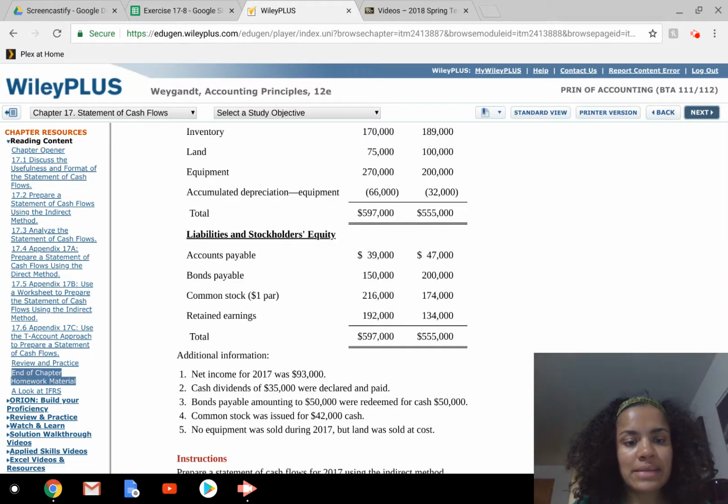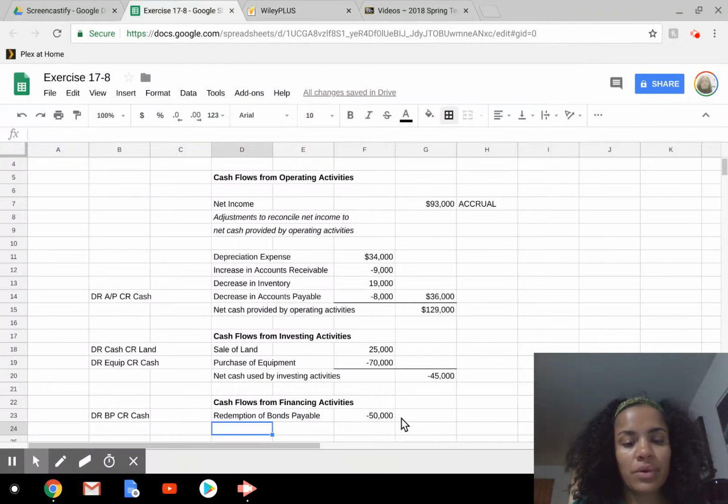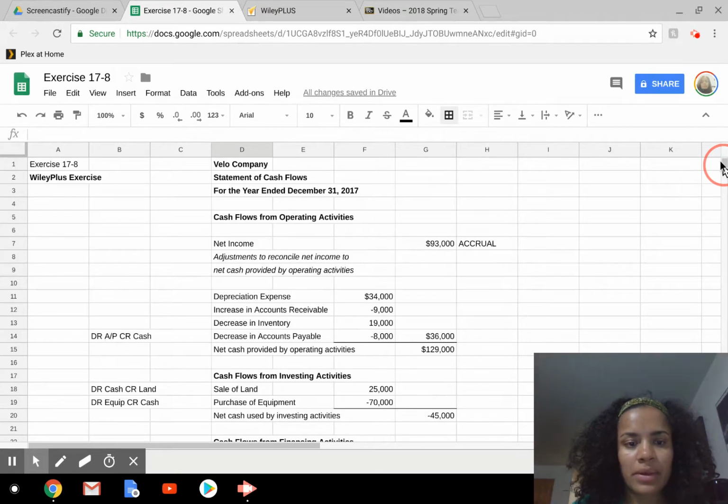Okay, so the next item is going to be common stock. You can see that there was a change in common stock. They tell you over here that it was 42,000, issued for cash. There seems to be no paid in capital or any other numbers, so it's just going to be this 42,000 that we're working with. So when you go to the statement of cash flows, let's just move it up here a little bit.